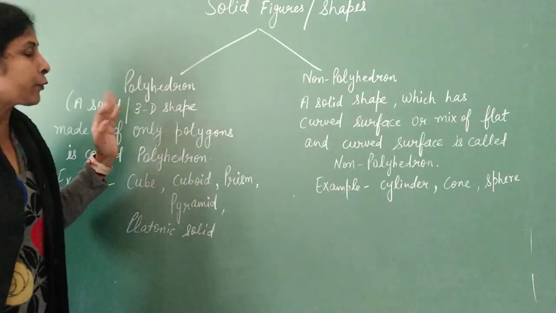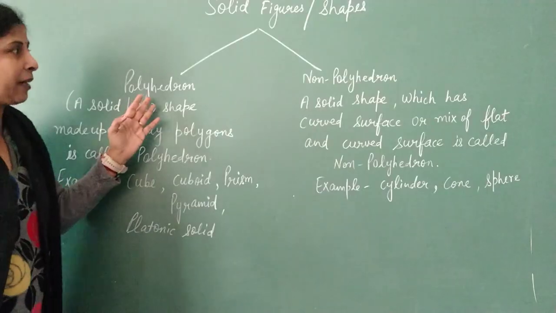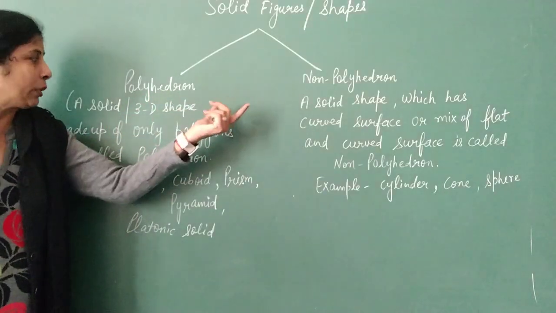We will read about chapter number 12 today, whose name is visualizing solid shapes. Solid shapes are of two types. First one is polyhedron and the second one is non-polyhedron.